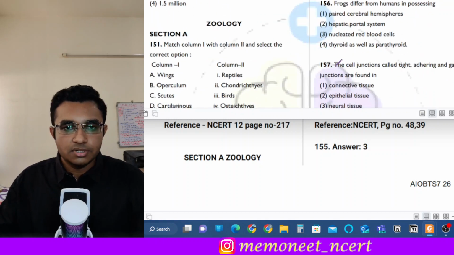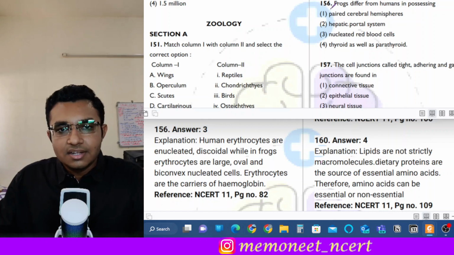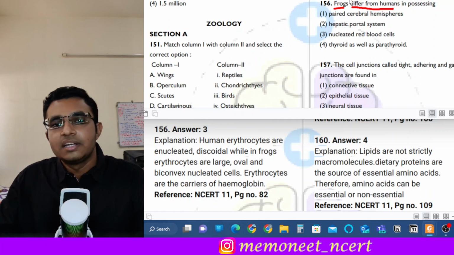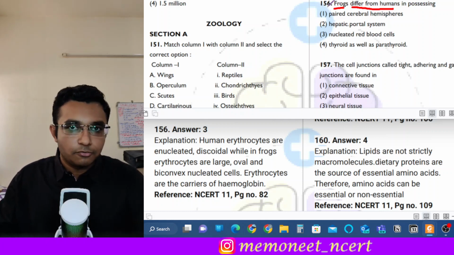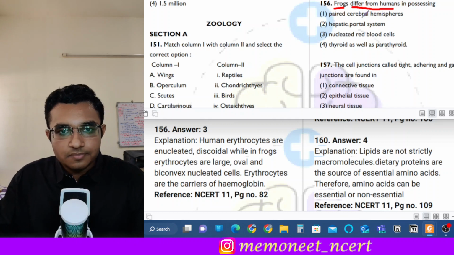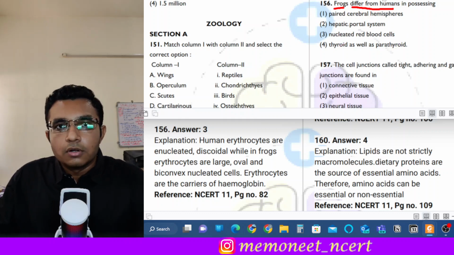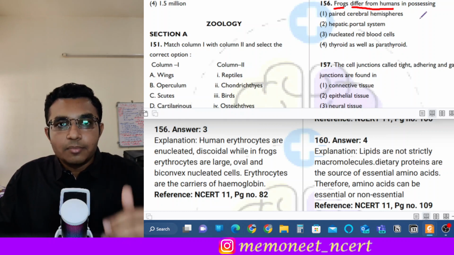The next question is question 156. It states that frogs differ from humans in possessing what? So it is asking the difference between frog and the humans. Option 1 is paired cerebral hemispheres, hepatic portal system, nucleated RBCs, or thyroid as well as parathyroid. Now see, what is the type of RBC present in humans? What are the characteristics of RBC?